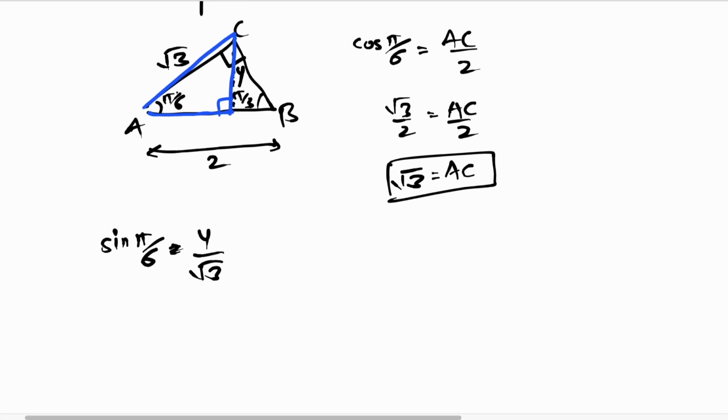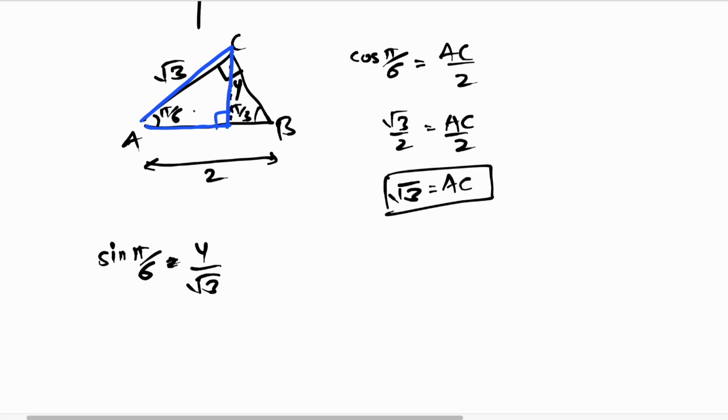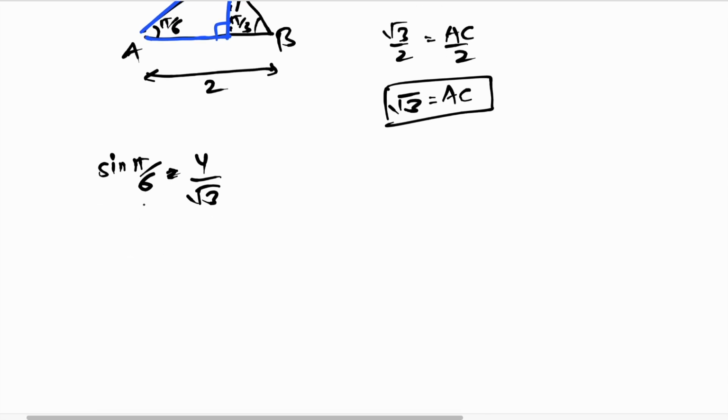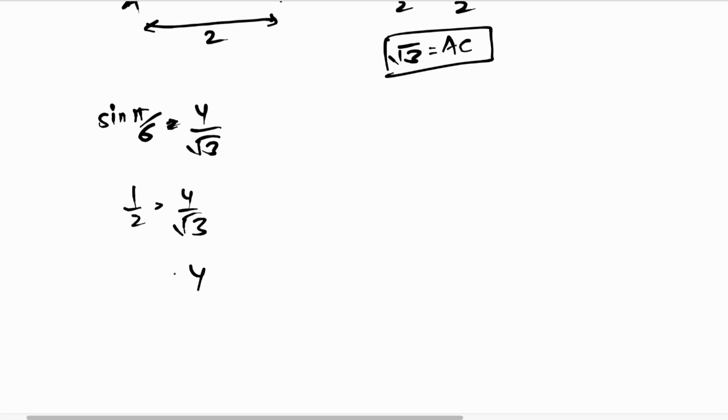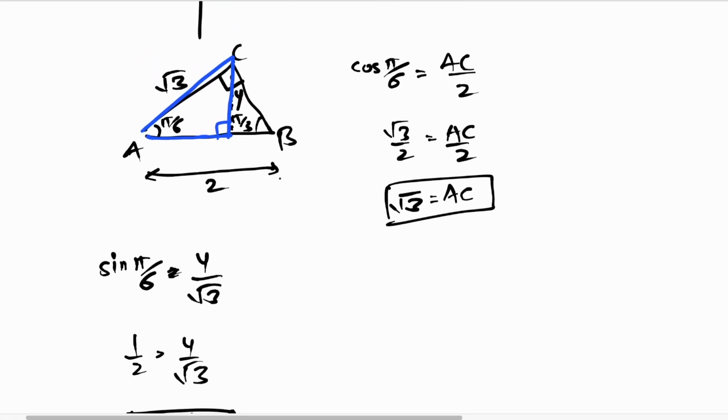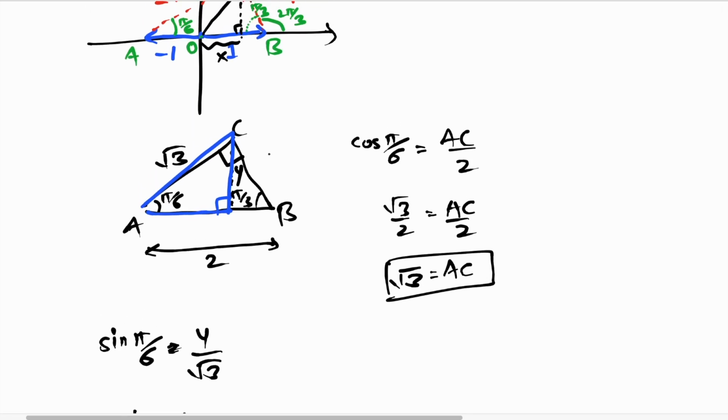Yeah, because sine theta is opposite upon the hypotenuse. So sine pi by 6, sine 30, is half. So I get the y coordinate as root 3 over 2. The y value, or the imaginary part of the complex number, is root 3 over 2. Okay, now with the real part.